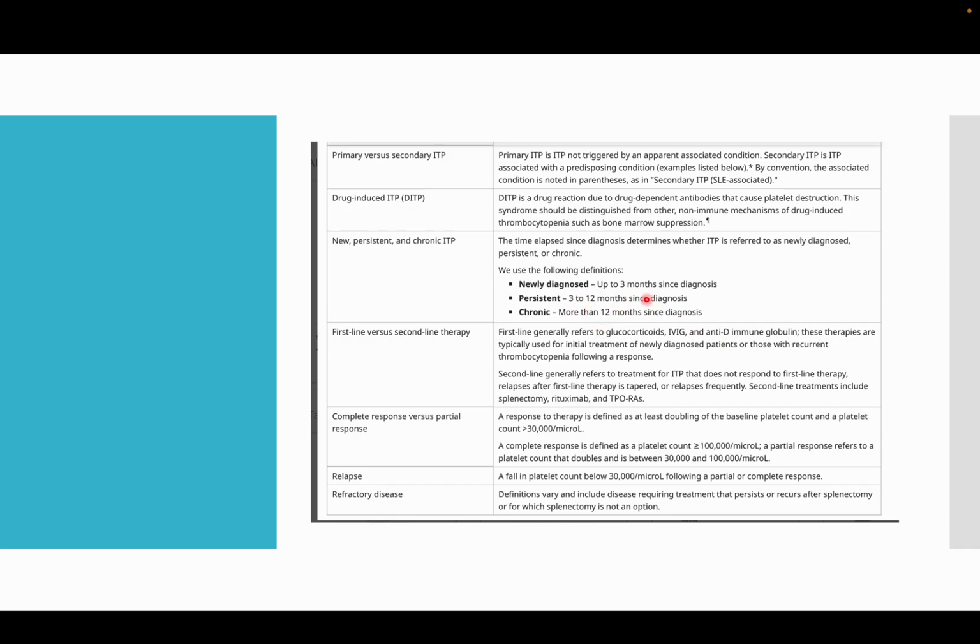Newly diagnosed is any less than 3 months. Persistent is 3 to 12 months. Chronic is more than 12 months. First line therapy is always steroid. So how do you define the therapy?